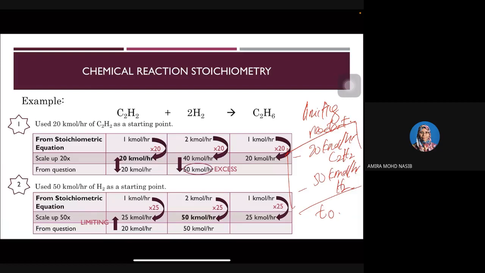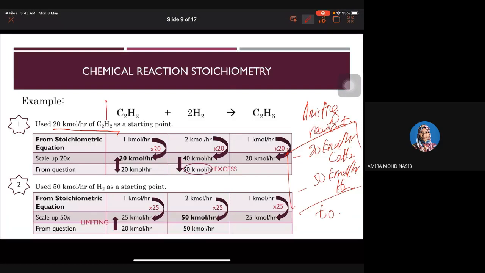So the first one, I use 20 kilomole of C2H2 as my starting point. Okay, so I book a table like this. From the stoichiometric equation, this is equal to 1 kilomole per hour. This one equal to 2 kilomole per hour. This one 1 kilomole per hour.